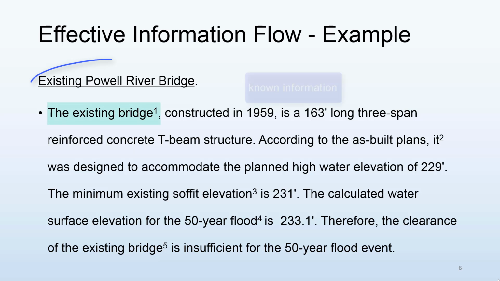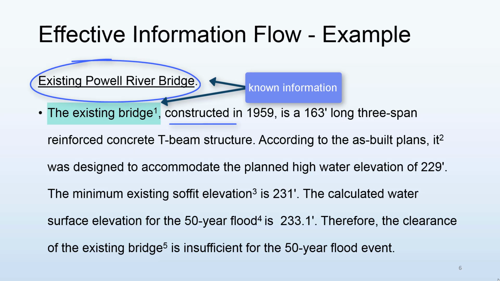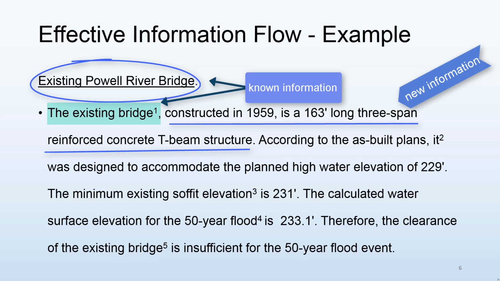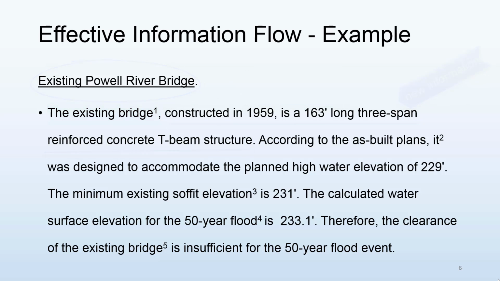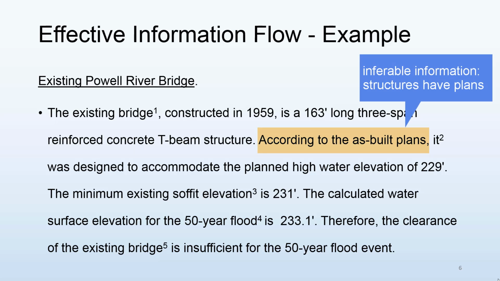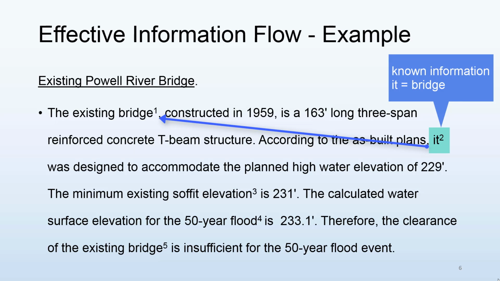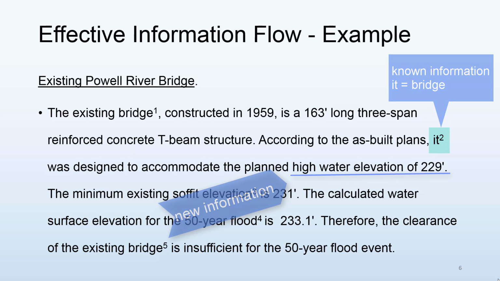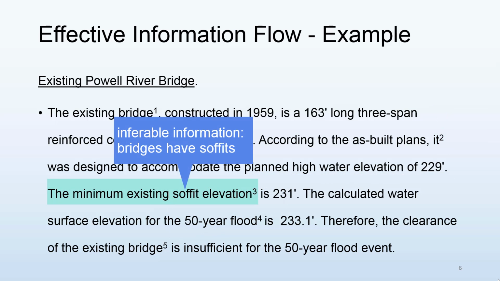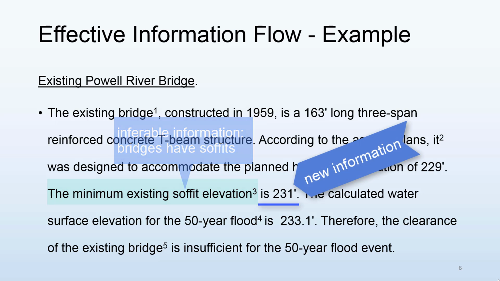Sentence 1 begins with known information established in the heading. The new information describes its age and characteristics. Sentence 2 has an introductory phrase with the inferable information for these readers. Sentence 2 uses the pronoun it as the subject that refers to the same known object, which is the bridge. The new information concerns high water. Sentence 3 begins with information that is easily inferable. Bridges have soffits under which water must run.